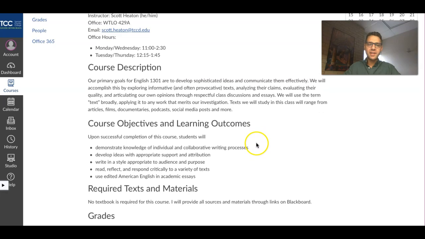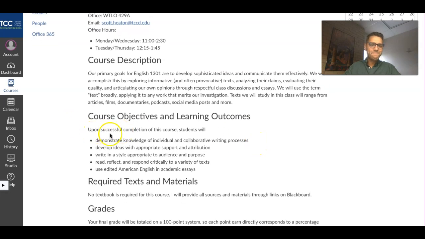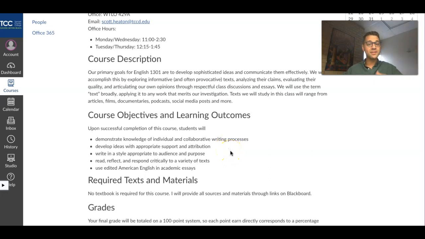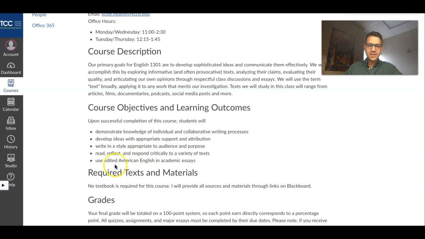For our course objectives and learning outcomes, basically you're going to be able to demonstrate how to write yourself and also with others. You're going to develop ideas with appropriate attribution, which just means that if you're using someone else's ideas or someone else's words, you're going to cite them appropriately. You're going to write in a style that is appropriate for the audience, which is generally going to be your peers as well as me. You're going to read, reflect, and respond critically to a whole variety of different types of text. And then obviously you'll use edited American English in academic essays.